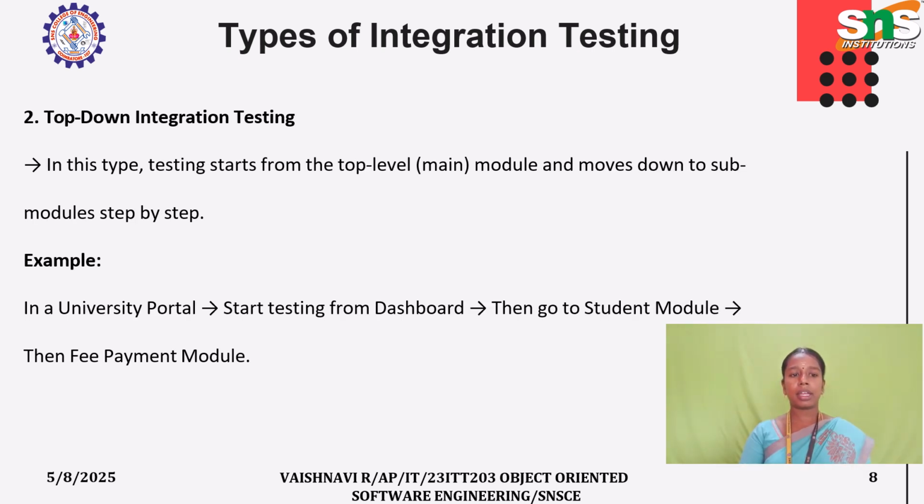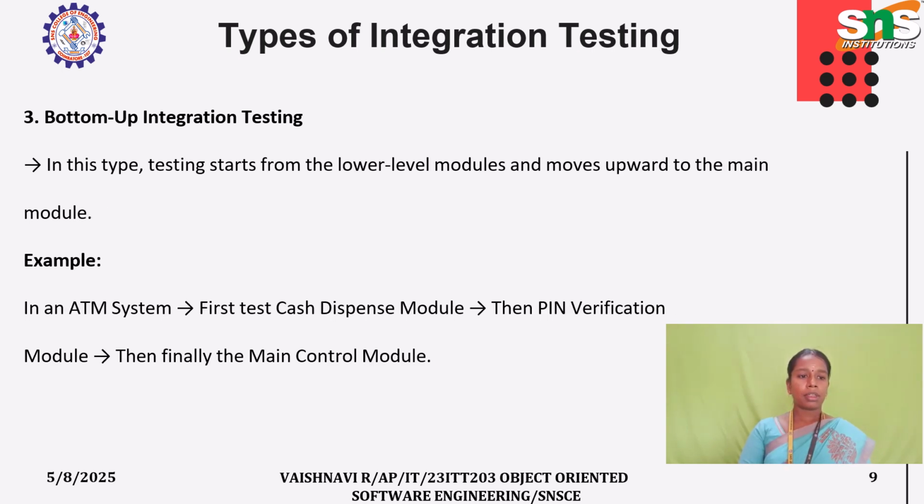Second is top-down integration testing. In this type, testing starts from the top level, that is from the main module, and moves down to the sub-modules step by step. Example, in a university portal, we start testing from the dashboard, then go to the student module, and then the fee payment module will appear.